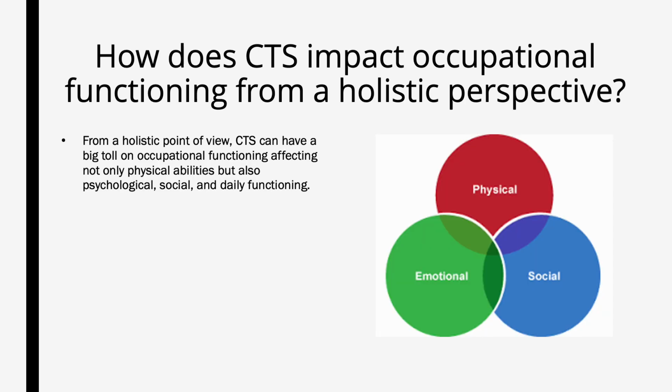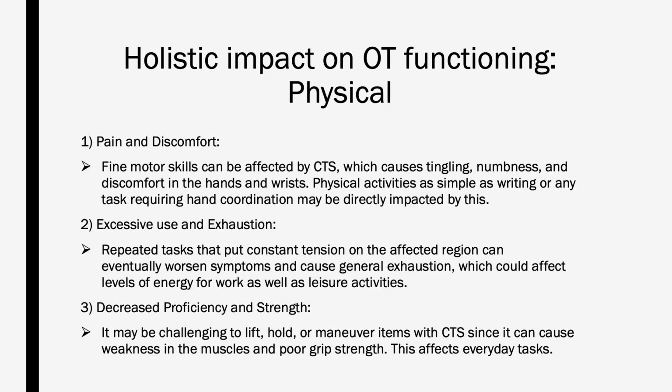How does CTS impact occupational functioning from a holistic perspective? From a holistic point of view, or in other words, considering the whole of something rather than just parts by themselves, CTS can have a big toll on occupational functioning, affecting not only physical abilities but also psychological, social, and daily functioning. Okay, so we are going to be taking a look at the holistic impact on OT functioning, particularly the physical aspect.